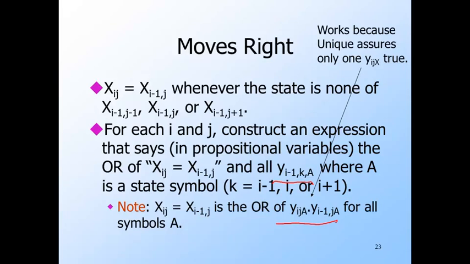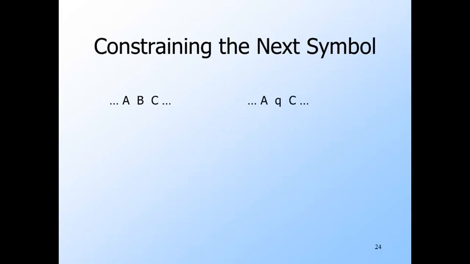They will be ANDed together with expressions that enforce the correctness of the moves of M for the case when the state is nearby. To write the expression for moves right, we need to consider both the easy case, where a position holds a tape symbol, and so do its neighbors to the left and right, and the hard case, where the state is nearby. In the easy case, there is no doubt that the symbol in position j of the ith ID is the same as the jth symbol of the i minus first ID.